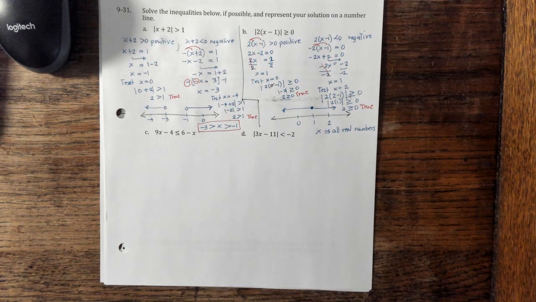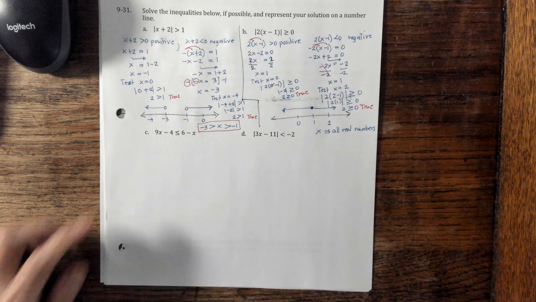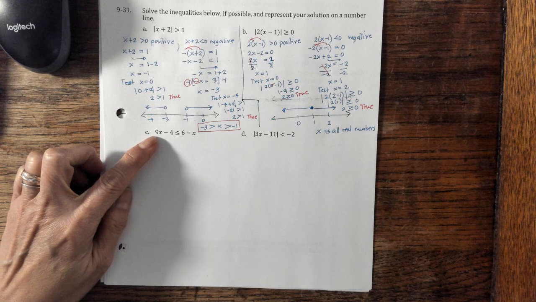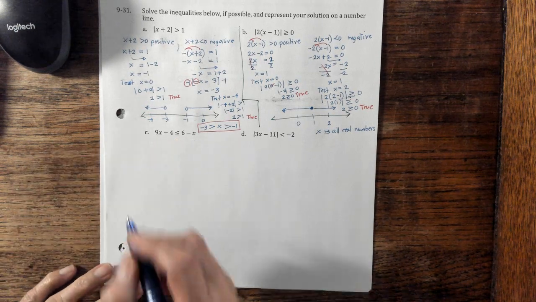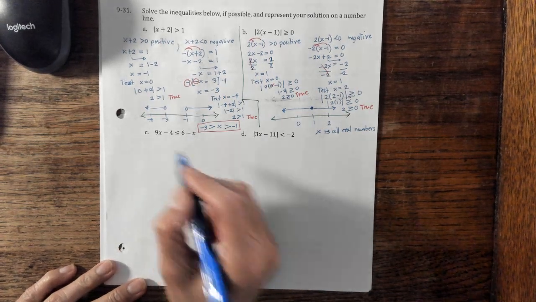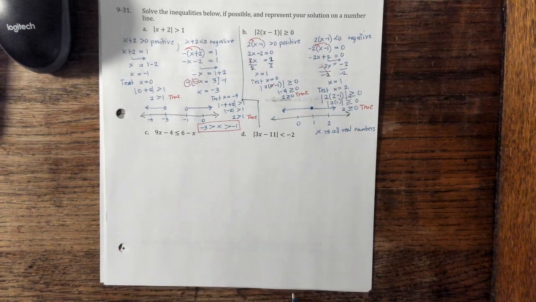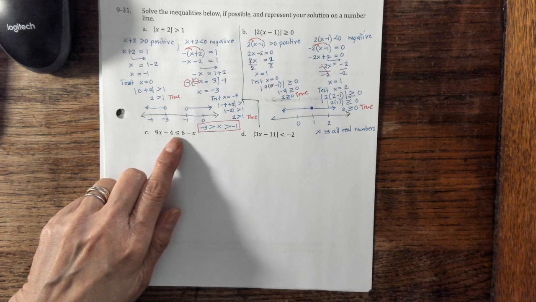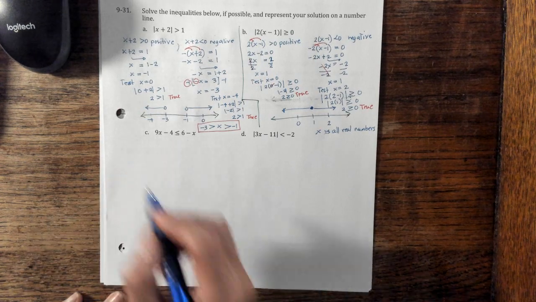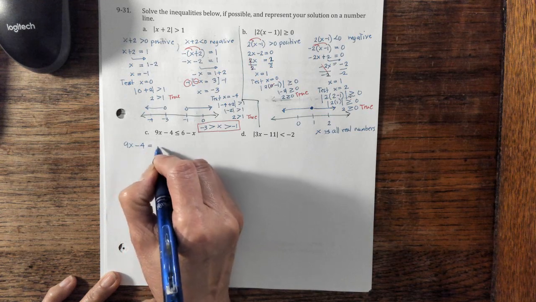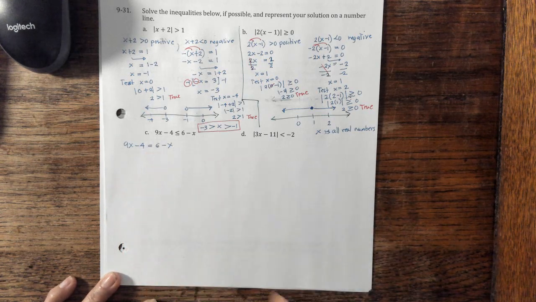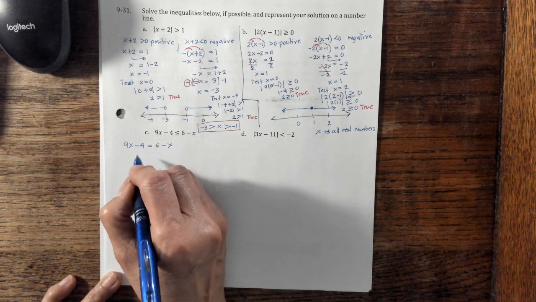Okay, now we go to problem 31, letter C. We are given 9x minus 4 is less than or equal to 6 minus x. So first, we are to make sure that this is an equal sign. So 9x minus 4 is equal to 6 minus x. Then we'll solve for the boundary, solve for x.